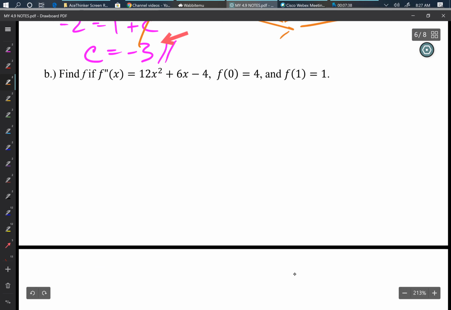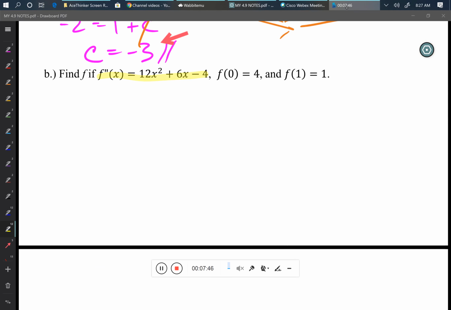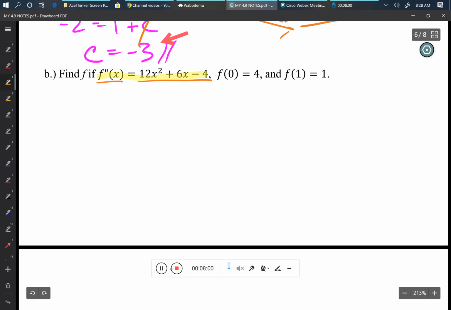More challenging, because what are we given? We're given a second order differential equation. We are told that f prime isn't known. We are just given f double prime, the second derivative. So to get back to f, we're going to have to take an antiderivative and then a second antiderivative. All right, so let's get started. If f double prime is this, then f prime will be the antiderivative of that. So the antiderivative of 12x squared is going to be 12 times x cubed divided by 3 plus 6 times x squared divided by 2 minus 4x plus c.